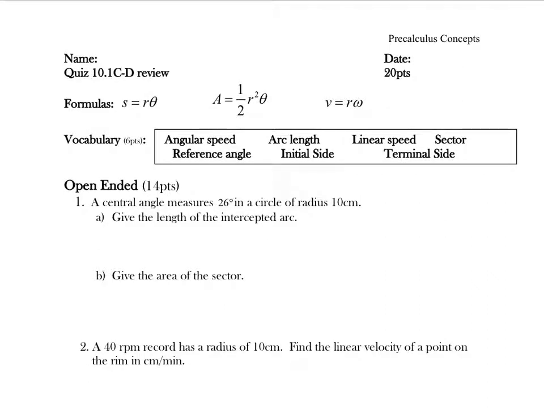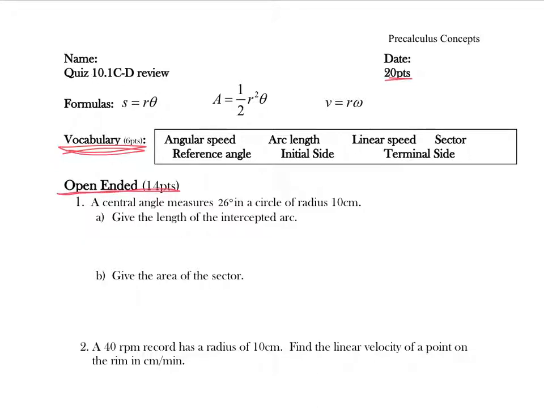So this is the review for the quiz next class on 10.1c through D. I really want you guys to do well, so watch this video, make sure you can do all the problems on here. First things first, notice this, vocab, 6 points. So 6 out of these 7 will be fill in the blank vocab, okay? Open-ended, 14 points, so that's a total of 20 points.